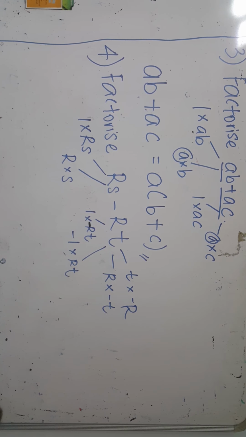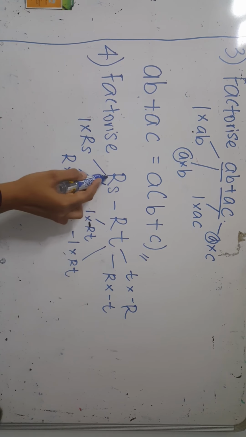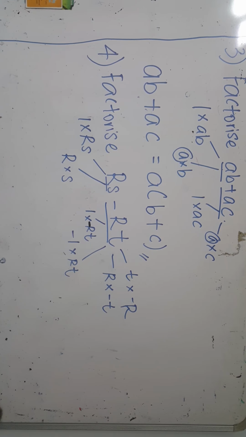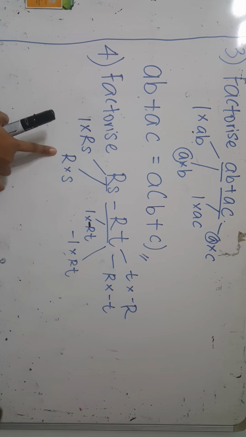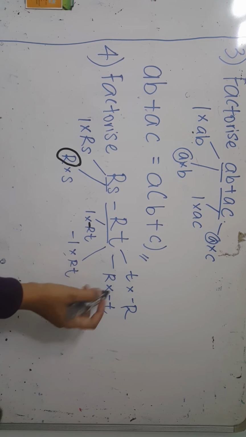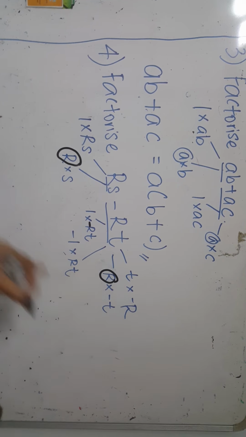So you identify between the two terms. Okay, there are two terms here, 1 and 2. The common factor is, besides 1, S is not available in the other term. You have R as a common factor. So R is the common factor, so we choose this combination, R times negative T.